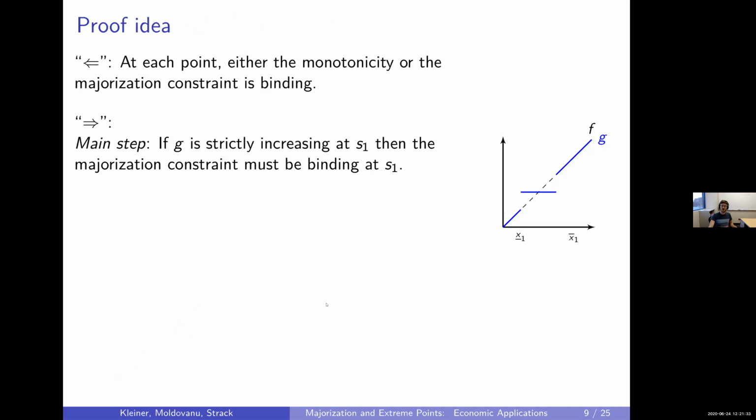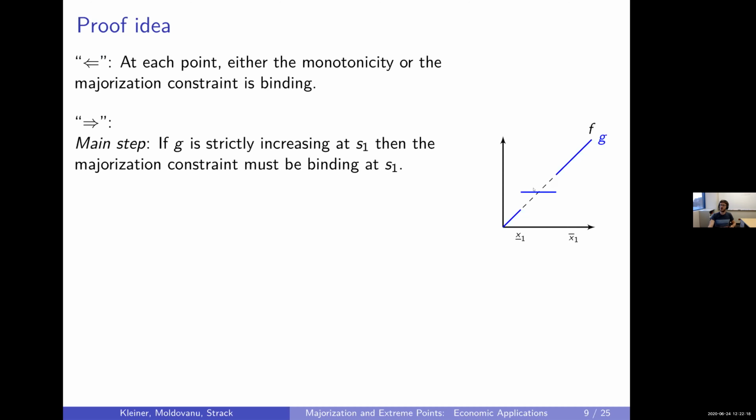Then I'll give you the quick idea of the proof. The easier direction is to show that a function like this G is an extreme point. So if the function takes this particular form, then it will be an extreme point. Essentially, the idea is that at each point of the domain, either the monotonicity constraint or the majorization constraint will be binding. For example, if you pick an arbitrary point here and compute the integral from this point up to 1, the integral of F and the integral of G will be the same. So this means the majorization constraint is binding. The only points where it's not binding are in this interval, but on this interval, the function G is flat, so the monotonicity constraint will be binding.